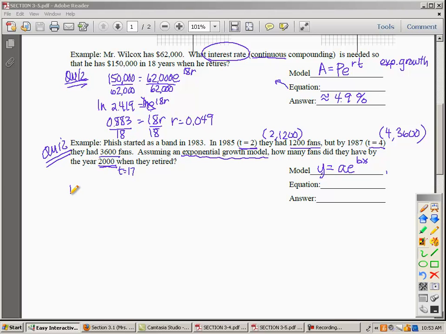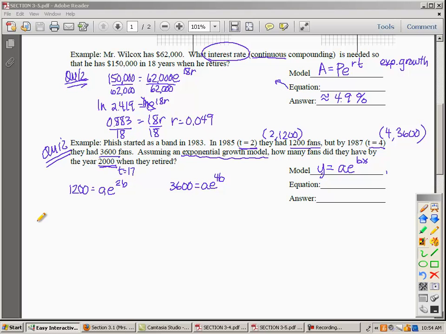The first equation's going to say 1,200 equals, I don't know my starting amount, so I'm going to leave that as a, and I don't know my value of b, but I know that x is 2, so I'm going to say e to the 2b. Let's keep my letters correct. And then I'm going to write a second equation for that other one: 3,600, and again, I don't know my starting amount, equals a times e to the 4b.